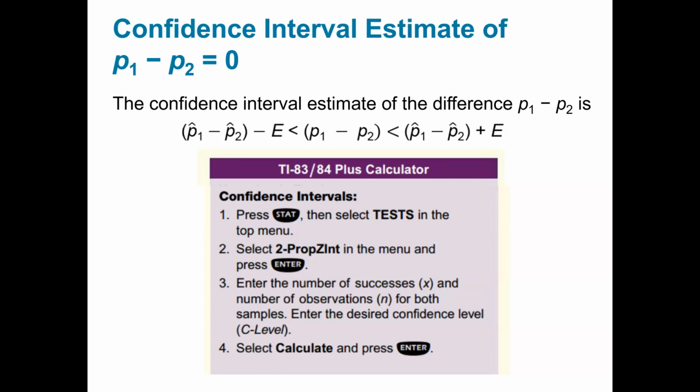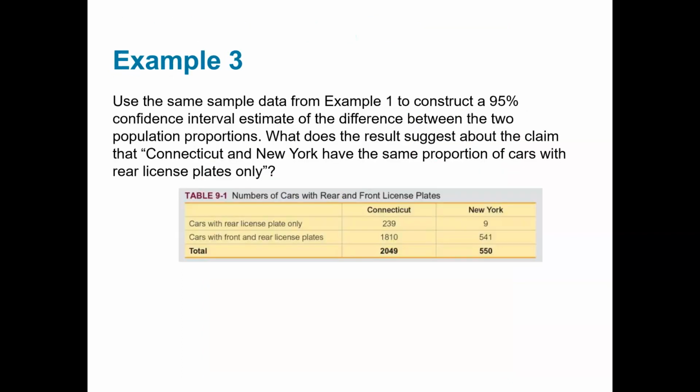This is how we'll type them into the calculator. We'll be using the 2 proportion z interval, and we'll need the number of successes, observations, and the confidence level. The margin of error here, we can use the p hat 1, subtract p hat 2. We can take the upper and minus this, and that will give us our margin of error.